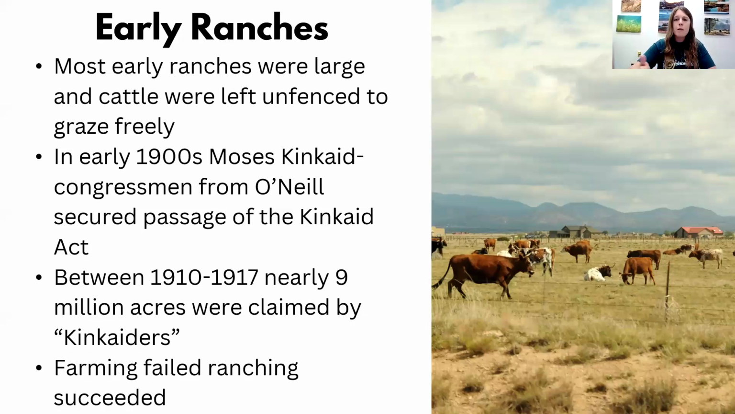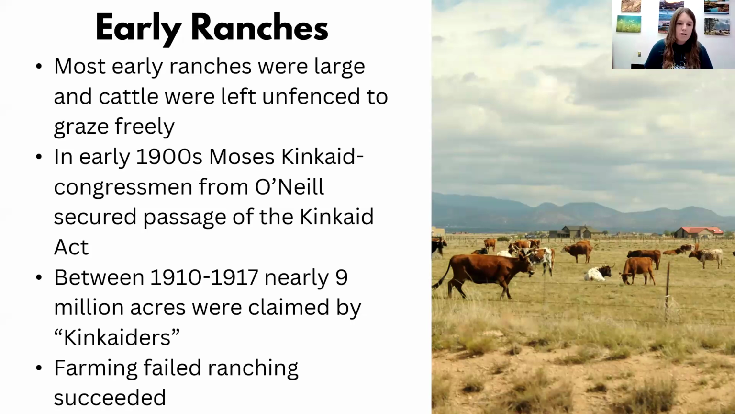So once that was figured out, this potential for having cattle, most early ranches were very large and the cattle were left unfenced and basically could graze freely. If you know anything about cattle grazing, we know that that's a no-no now. We like to rotational graze. We like to move them. We don't want them just to free range. But at the time, that wasn't a practice that was done.